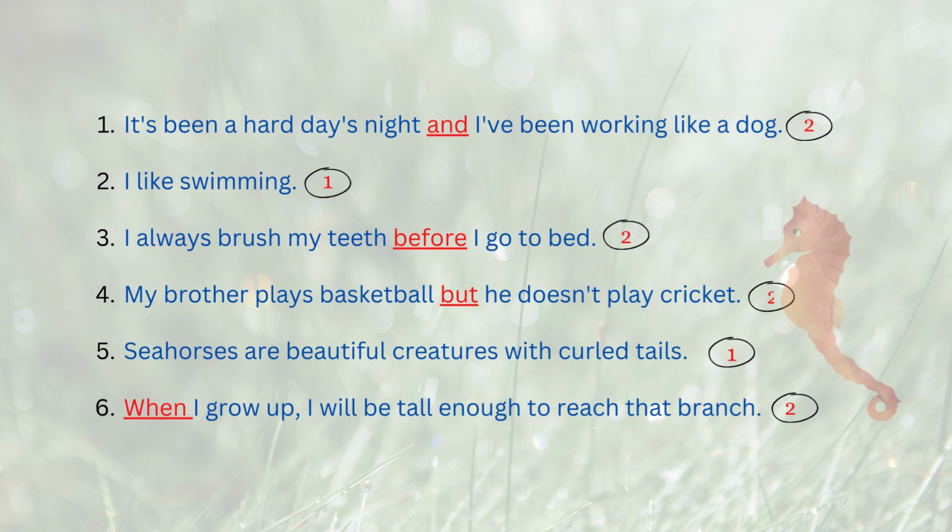And number 6, when I grow up, I will be tall enough to reach that branch. That's a complex sentence. The main clause, I will be tall enough to reach that branch, and when I grow up is the dependent clause starting with the conjunction when. And they could have been around the other way, those two clauses. It could have been, I will be tall enough to reach that branch when I grow up.